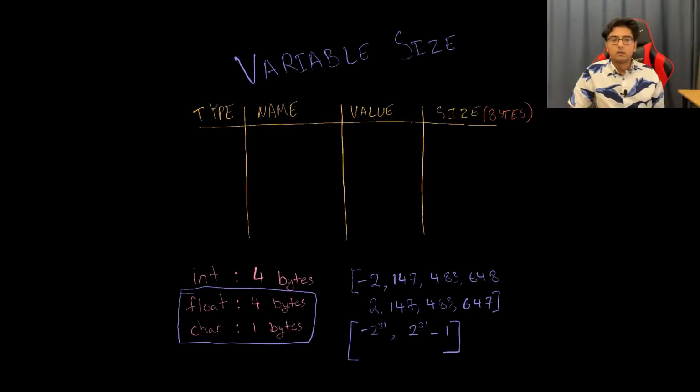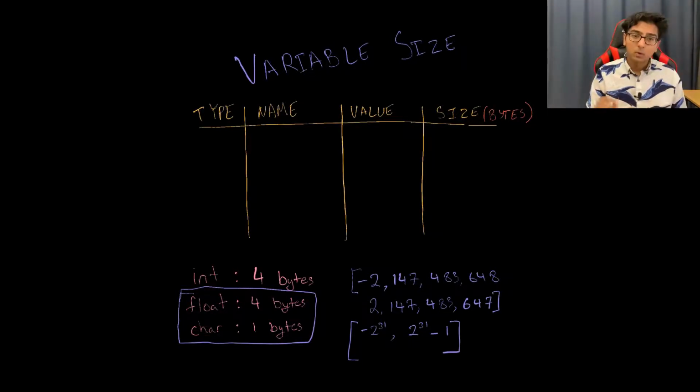Don't believe me? Go ahead, plug it into a calculator. You'll find that this should be exactly what it equals. What that means is if you wanted to represent the number 2,147,483,648, you wouldn't be able to, because the largest an integer could be is 1 less than that.